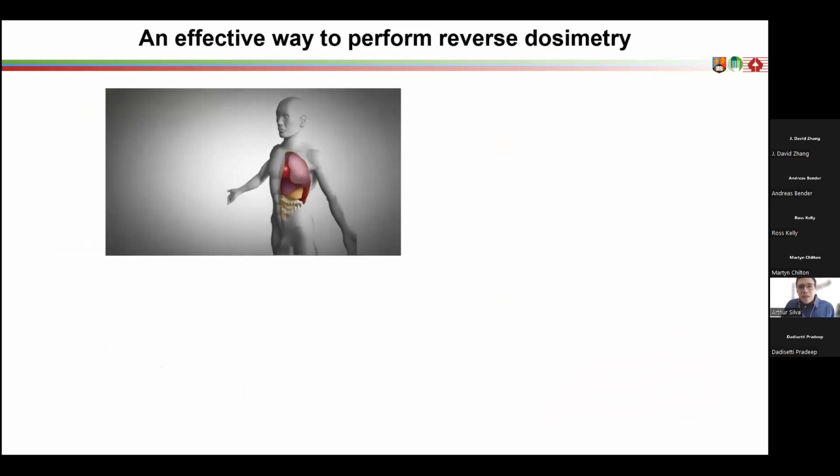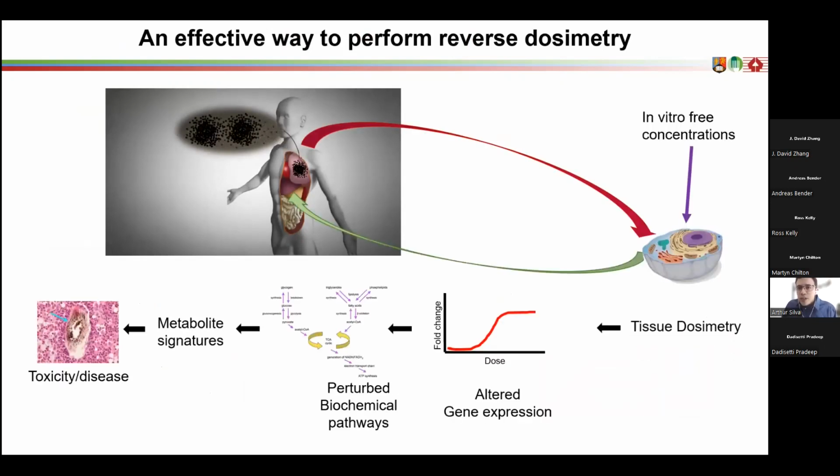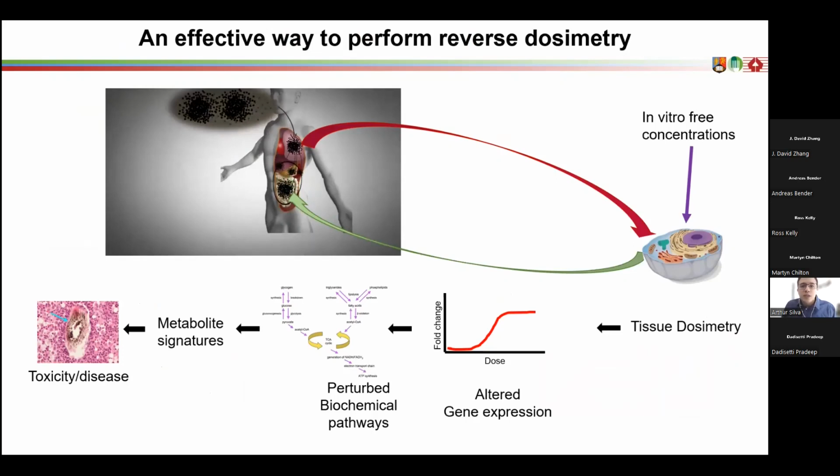As an effective way to perform reverse dosimetry, we have two ways to approach this. The model can predict concentrations in the cell, which is the tissue dosimetry, and the in vitro concentrations will serve as a surrogate for the in vivo tissue concentrations. Therefore, we can extrapolate the concentrations observed in vitro to what individuals are exposed to in the environment.